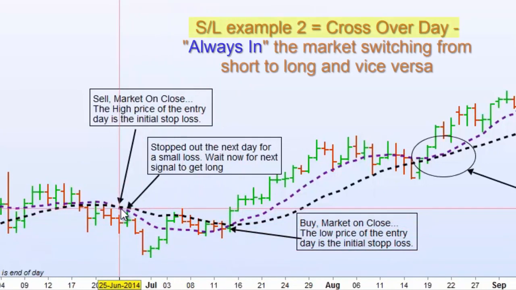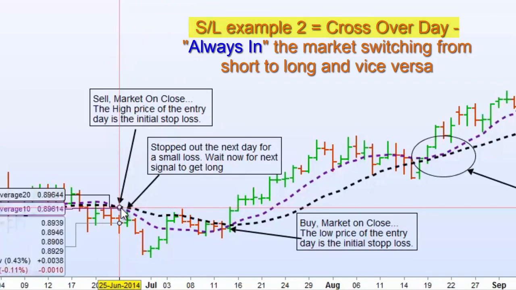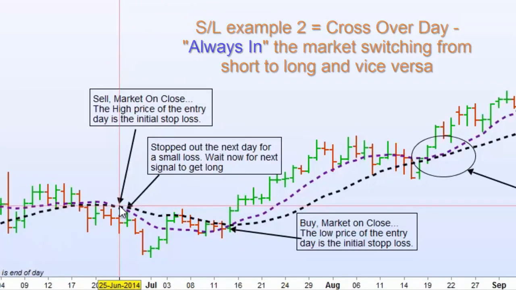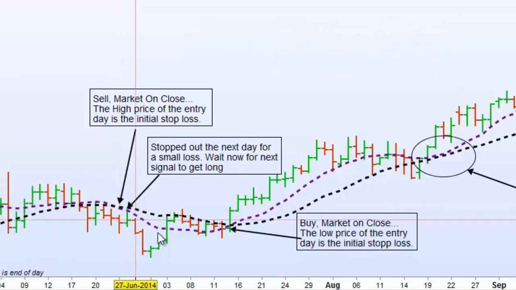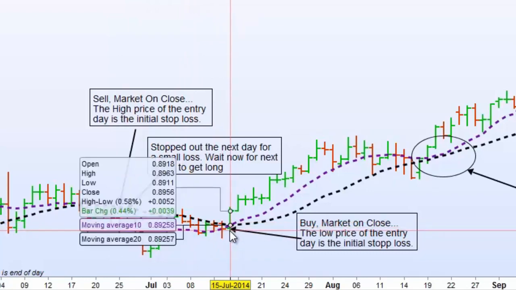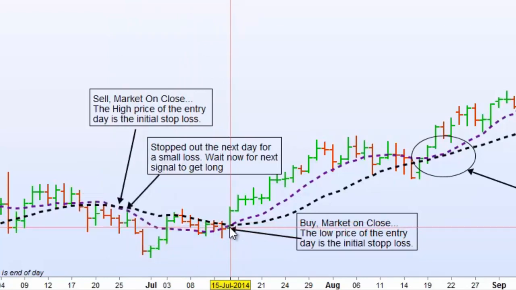The other stop is you could use the actual crossover day. So meaning the actual crossover on that day. So this day that it crossed over, you stay in the market until it crosses back over. So on this day I would have gotten short, and I'd stay in this market, stay short, until this day. I exit the short, and now I get long because we've crossed to the upside. So that method keeps you in the market all of the time.